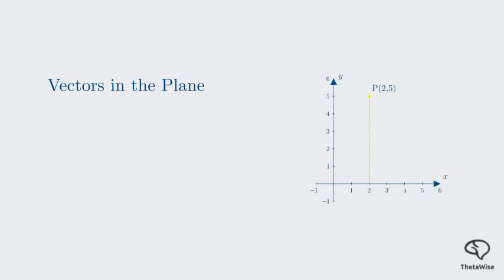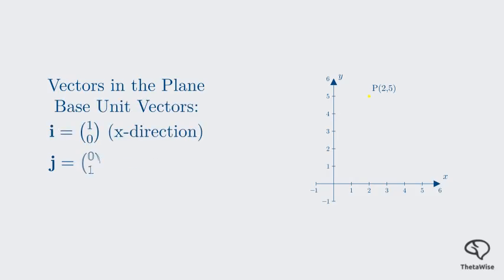When we plot a point, say P(2, 5), we move 2 units along the x-axis and 5 units along the y-axis. This suggests that any movement or displacement in a plane can be broken down into 2 independent components, a horizontal one and a vertical one. We can define 2 special vectors to help us with this. The vector i is the base unit vector in the positive x direction. It's a vector of length 1 pointing right. The vector j is the base unit vector in the positive y direction. It's a vector of length 1 pointing up.